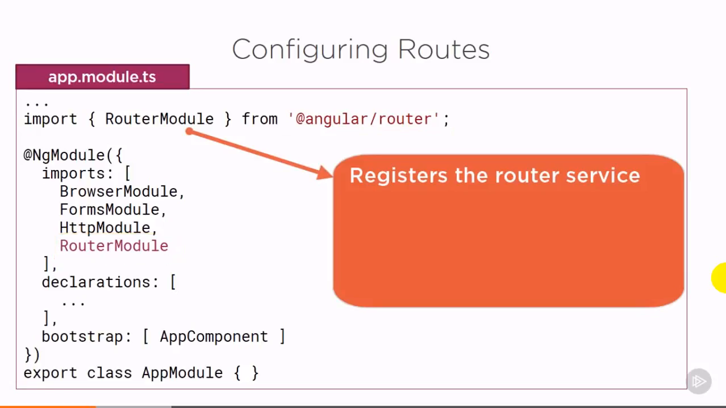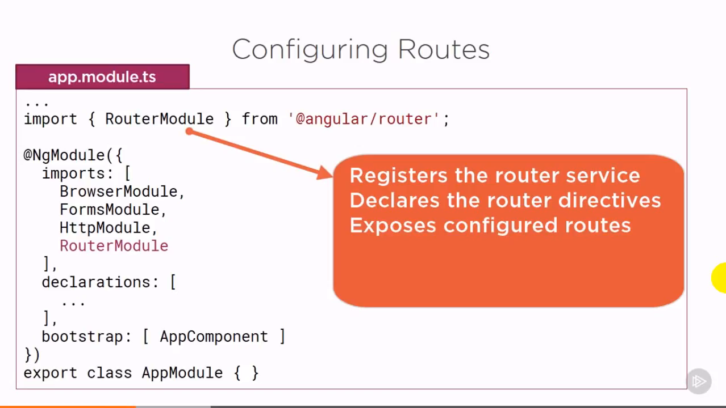In addition to registering the service provider, the router module also declares the router directives. In the last clip, we mentioned two router directives, router link and router outlet. By importing the router module, our component templates can use these or any other router directives. Router module also exposes the routes we configure.